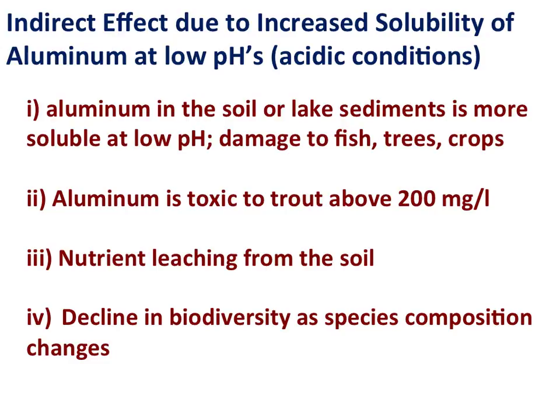Here are examples of indirect effects of acidic deposition due to the increased solubility of aluminum at low pHs. Aluminum in the soil or lake sediments is more soluble at low pH. This causes damage to fish, trees, and crops. Aluminum is simply toxic to fish above a certain concentration. We have nutrient leaching from the soil, and we have a decline in biodiversity as species composition changes.